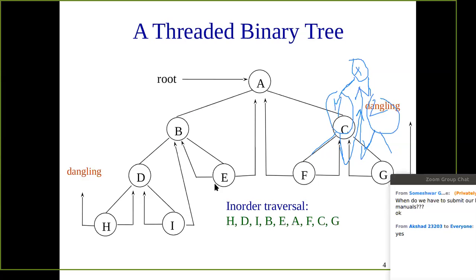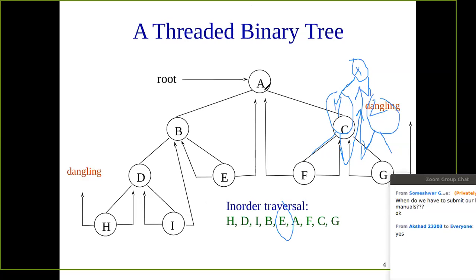Initially, if we consider this as a binary tree, since this is a leaf node, it has the left pointer as well as the right pointer as null. So what we are doing here is simply assigning this left null pointer to the in order predecessor. See here, E's in order predecessor is this one coming before the current node. So we are assigning the left pointer to the in order predecessor and the right pointer to the in order successor. And this is the only thing we are doing.